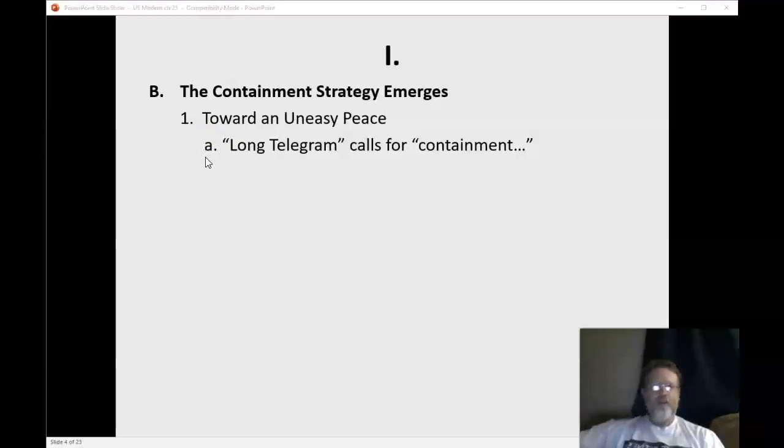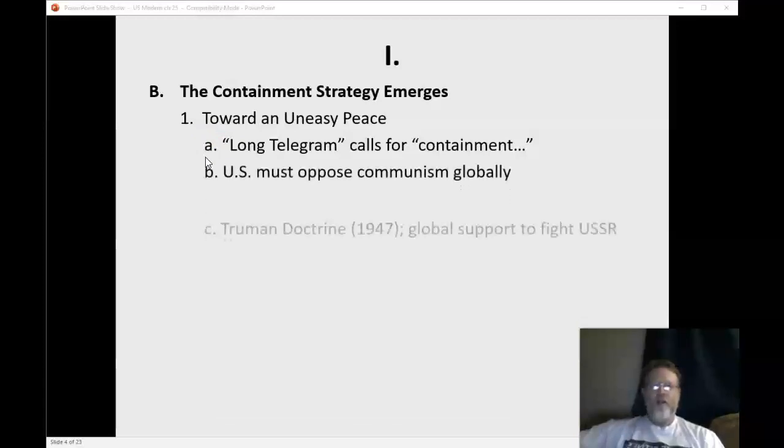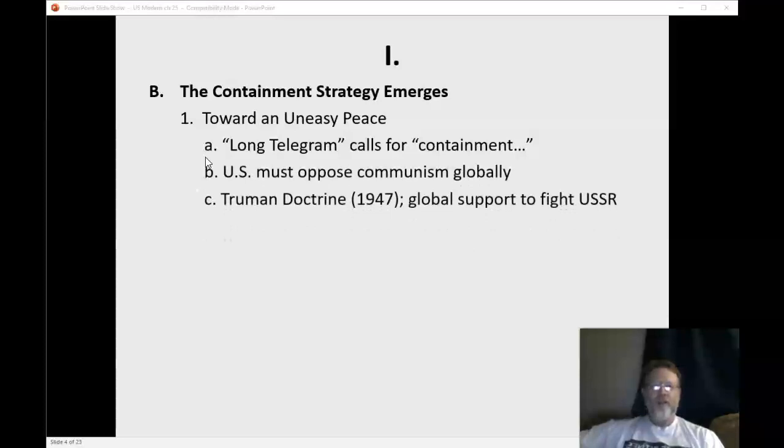Truman takes this to heart. Truman issues the Truman Doctrine in 1947. And the Truman Doctrine says, in summation, in the simplest form, that we have to oppose communism around the globe, and that we will support anywhere in the world that chooses to resist oppression by an outside force, or even an internal force, like an uprising of communism in their country, a political faction that tries to take over.